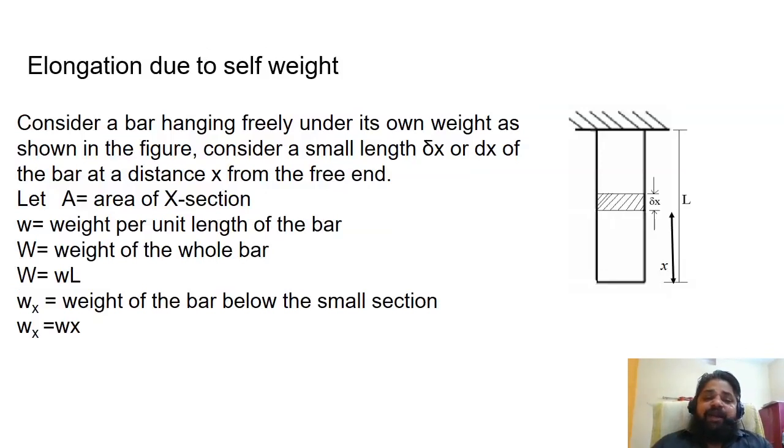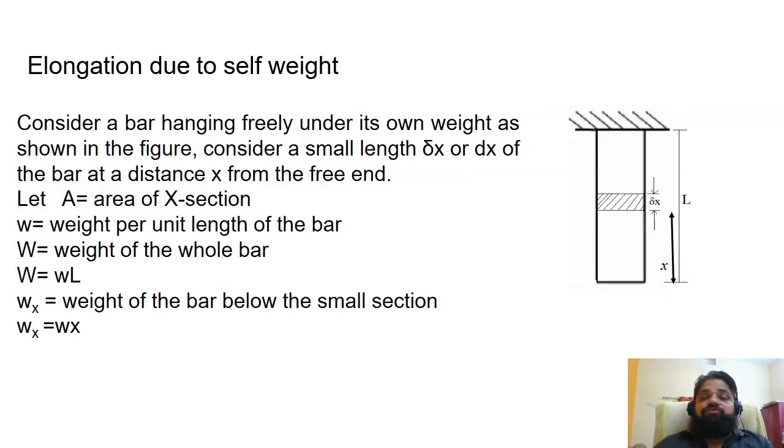Just as capital W is equal to small w into L, here W subscript x is the amount of weight for this length x. So instead of capital W we are representing W subscript x, which is the total weight of the section at a distance of x from the free end, below the delta x part. Now how to calculate the elongation?